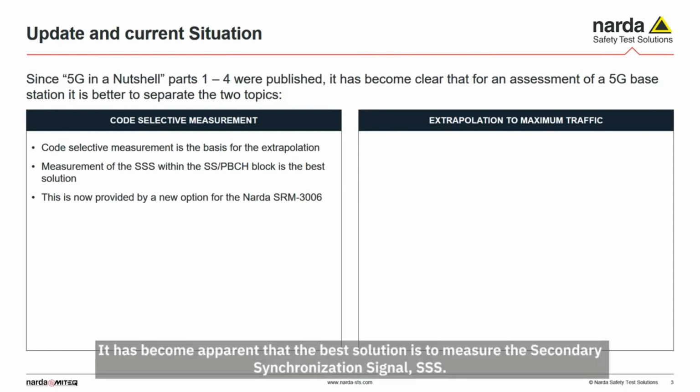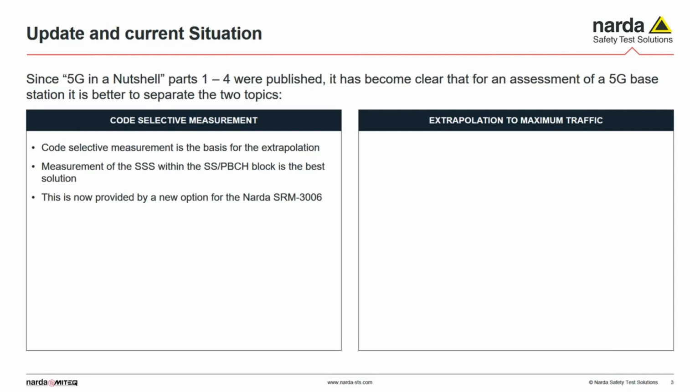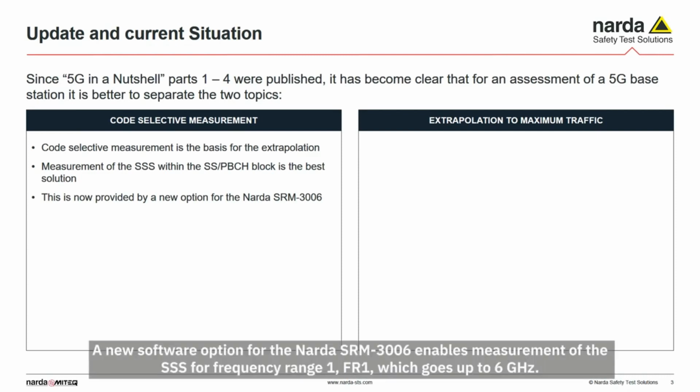It has become apparent that the best solution is to measure the secondary synchronization signal, SSS. A new software option for the Narda SRM 3006 enables measurements of the SSS for frequency range 1, FR1, which goes up to 6 GHz.